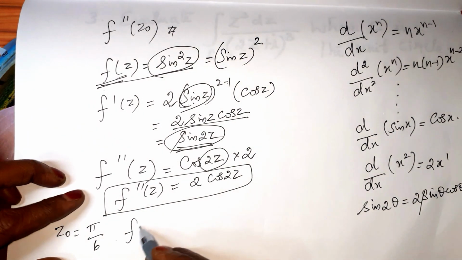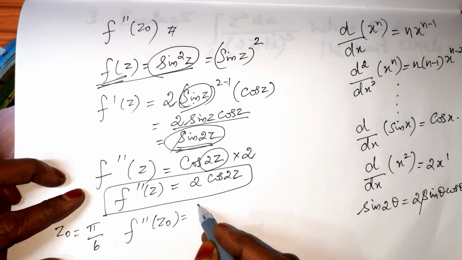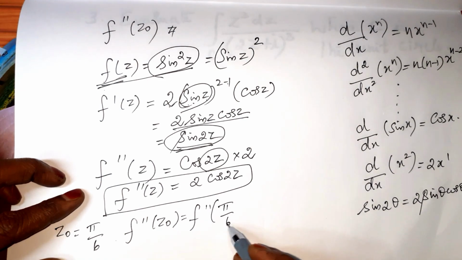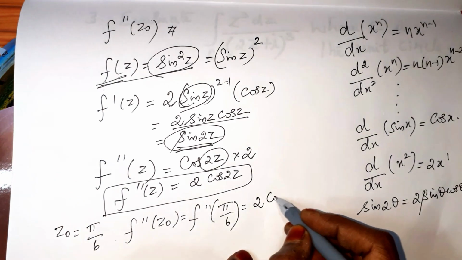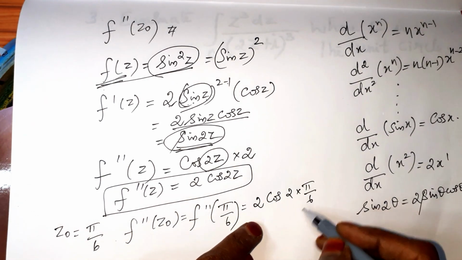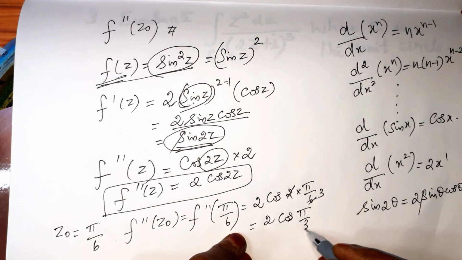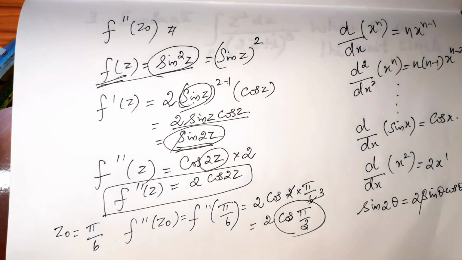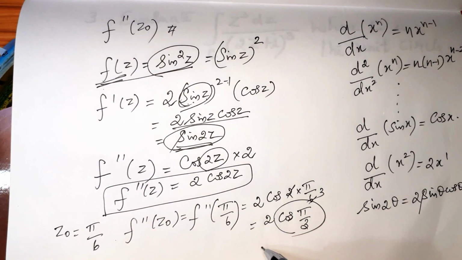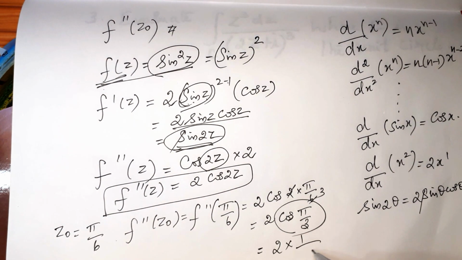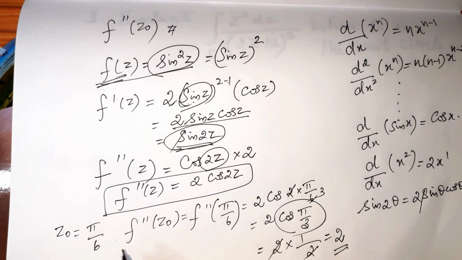So f double dash of z naught is equal to f double dash of pi by 6, which is equal to 2 into cos of 2 into pi by 6, which is equal to 2 into cos pi by 3. So what is the value of cos pi by 3? It is 1 by 2. So 2 into 1 by 2, the 2 will get cancelled. So we got the answer for f double dash of z naught. f double dash of z naught is equal to 1.